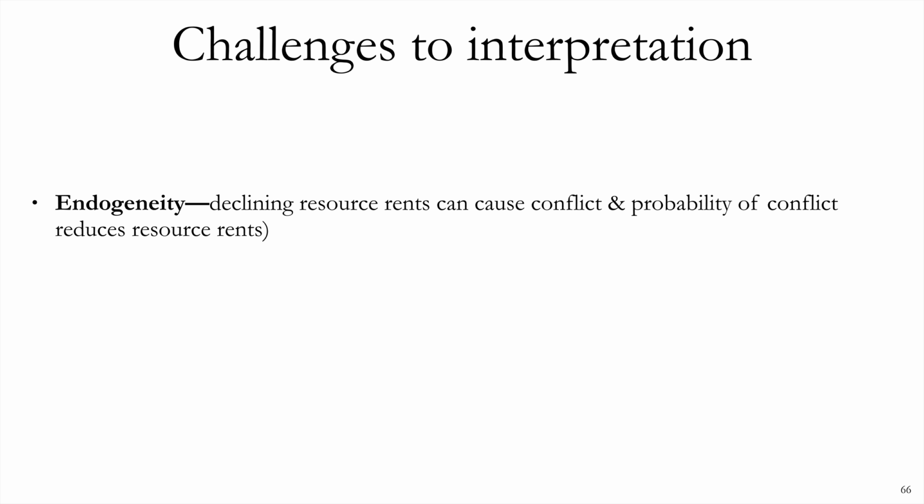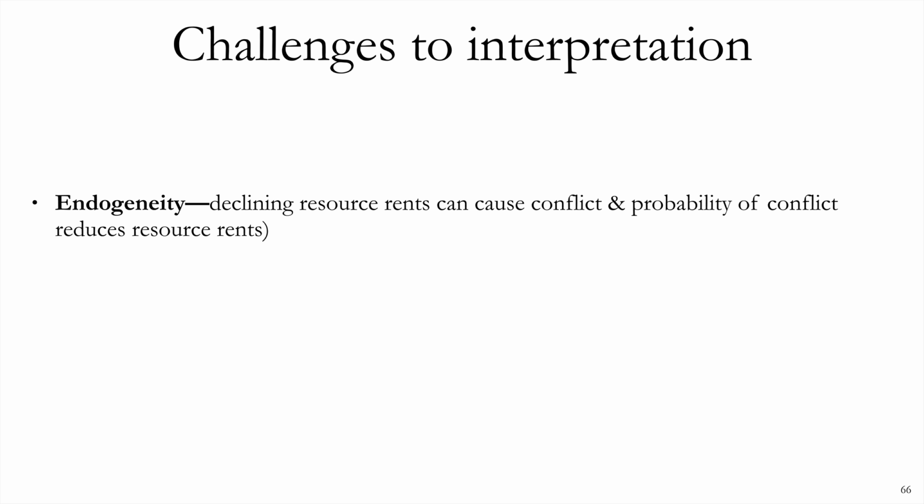The first is endogeneity, that you can have a relationship you think is because A causes B, but it could be the fact that B also has an effect on A. An example related to the class is that declining resource rents have been found to cause conflict. We talked about that, and we read Ross's discussion of this earlier in the semester.